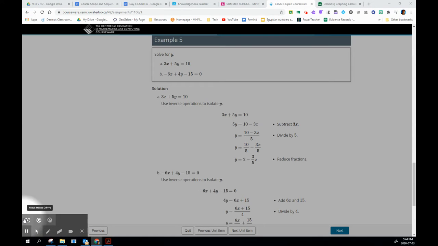Hello. The last part of our equations review is going to be an interesting one. What we're going to do is explore something we haven't seen before, and that is the equation of a line in a different form. Take a look at these two equations. 3x plus 5y equals 10, and negative 6x plus 4y minus 15 equals 0.